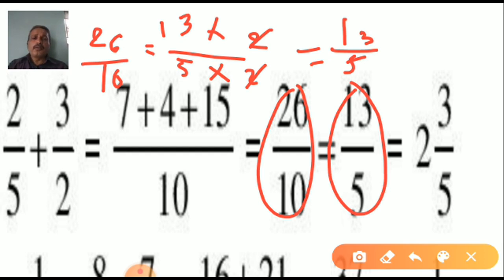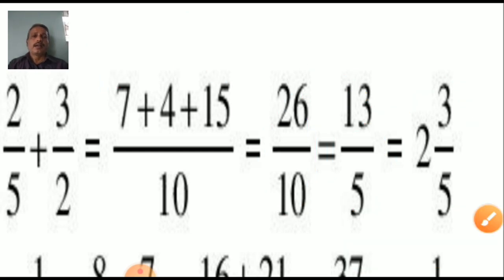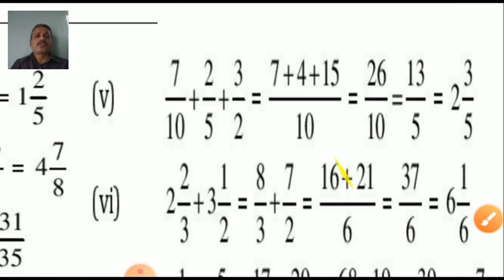Yes. Now again we can check, is 13 upon 5 a proper fraction? No, the numerator is bigger. So we can divide it and we can get the final answer, 2 3 upon 5. Let's check further mixed number questions.